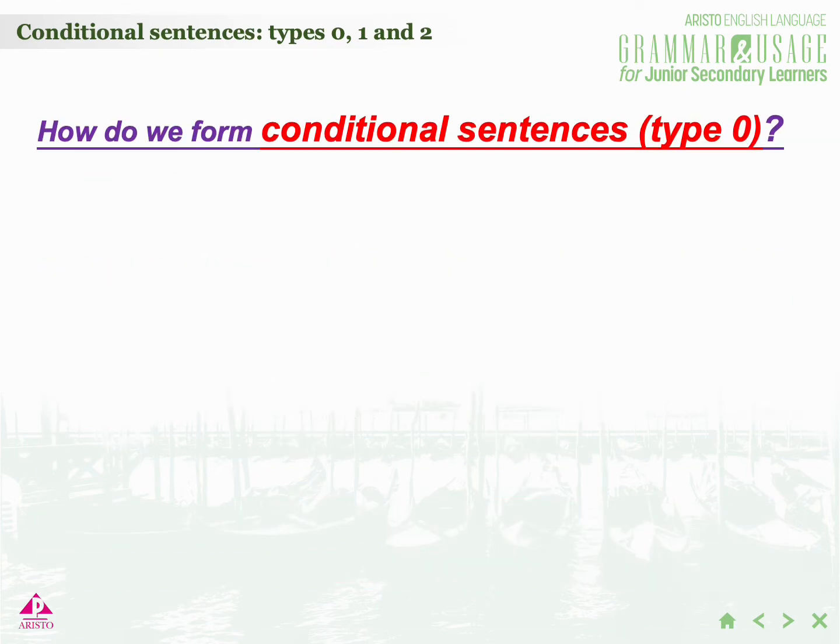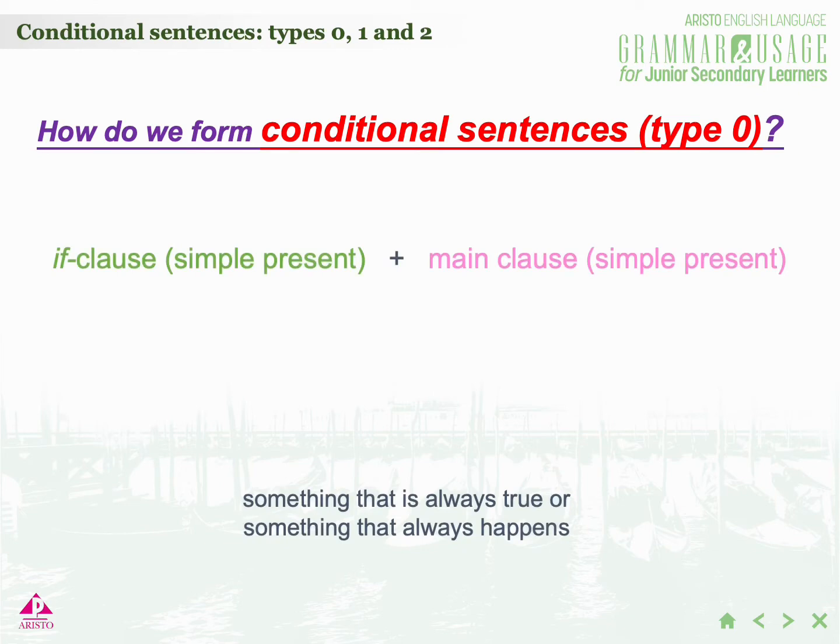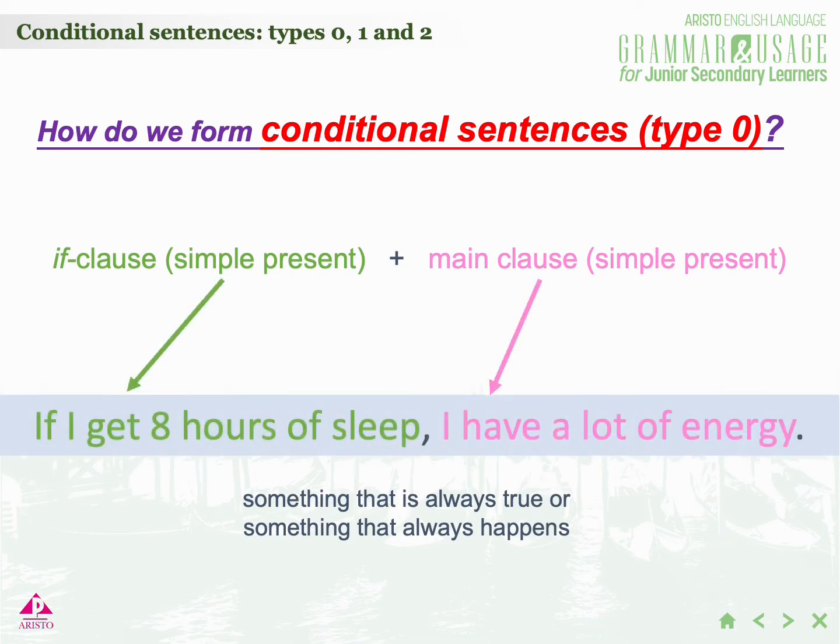Now let's learn about conditional sentences type 0, which are sometimes called the zero conditional. Here is how we form the zero conditional. We combine an if clause, which is in the simple present tense, with the main clause, which is also in the simple present tense. We use this type of conditional sentence to talk about something that is always true or something that always happens. Here is an example. If I get 8 hours of sleep, I have a lot of energy.